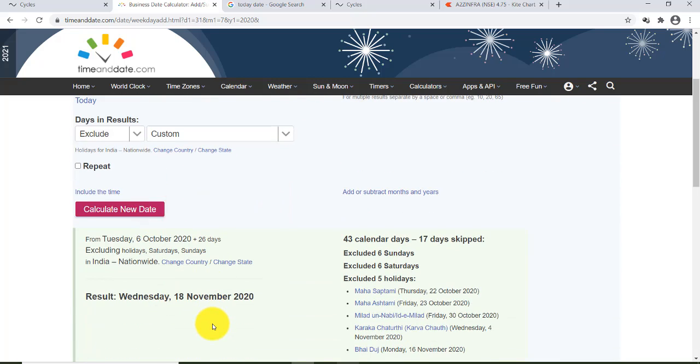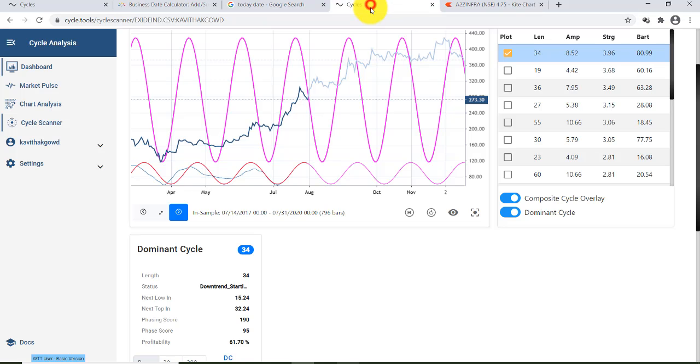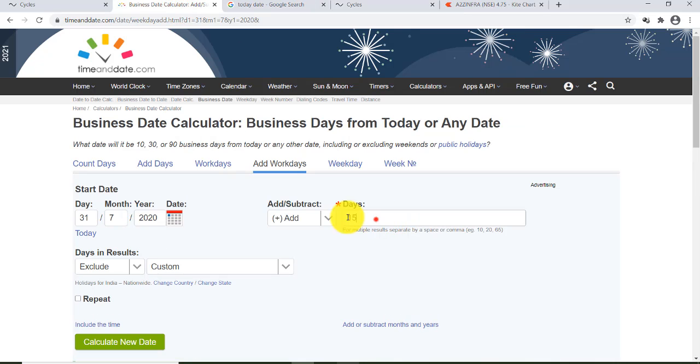This is the bottom that is happening first time. So the bottom happens on 26th August. So maybe even after the bottom happened, the price moved upwards. Next, in 32 days, the top will happen. So let's add 32 days.